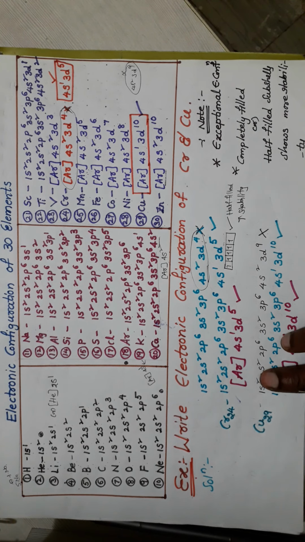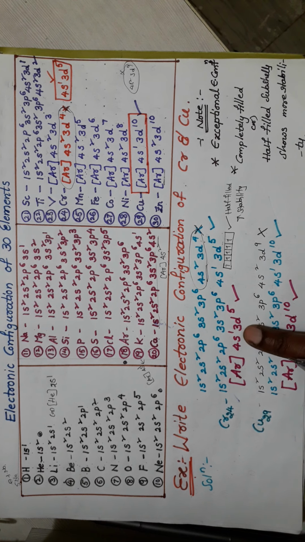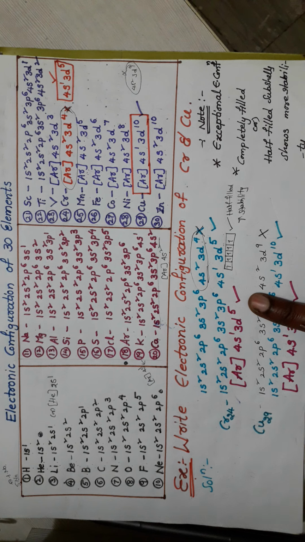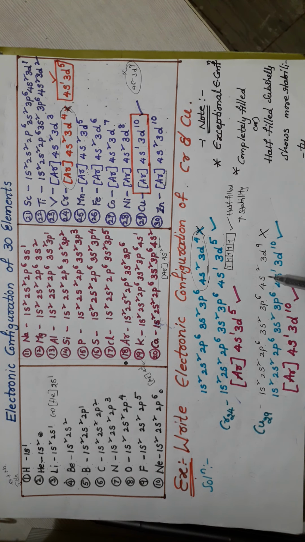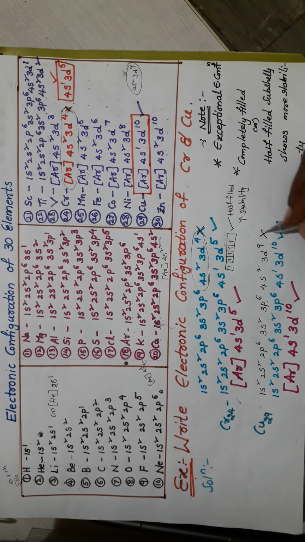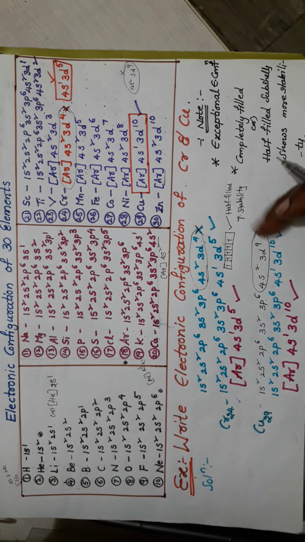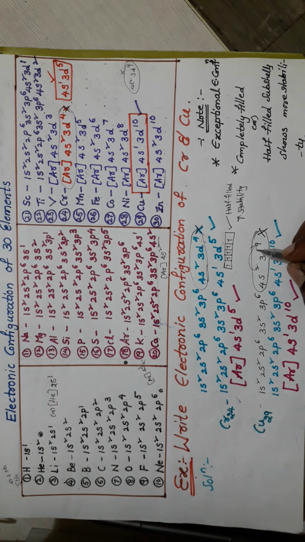Otherwise you may write directly argon 4s1 3d5. Why? Because argon is 18, 18 plus 1 is 19, 19 plus 5 is 24. Next, copper. Copper, atomic number 29: 1s2 2s2 2p6 3s2 3p6 4s2 3d9. This is the general electronic configuration, but it is wrong. Same here also: the s orbital donates an electron towards the d orbital side and it gets 4s1 3d10.